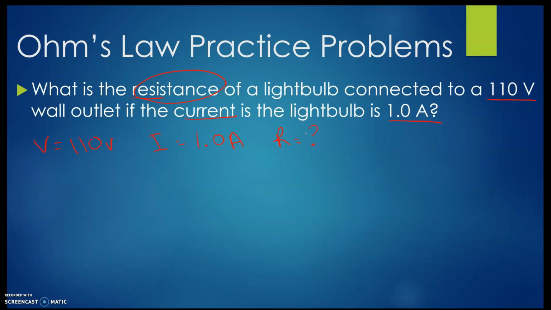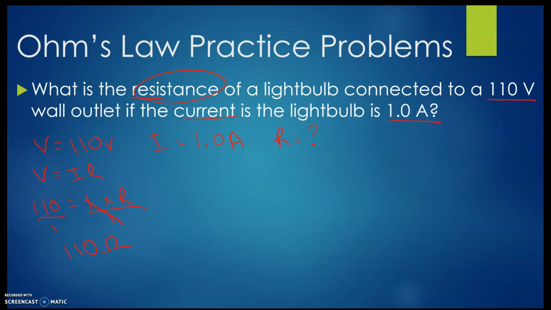Again, there's 2 ways that you can do this. You can simply plug these numbers into our original equation, which is V equals IR, and then you can solve for the R. So that gives us 110 equals 1 times R. Okay, if you divide both sides by 1, those will cancel out, leaving R by itself. 110 divided by 1 is still 110. Remember, we're looking for resistance, so our unit here is going to be ohms.